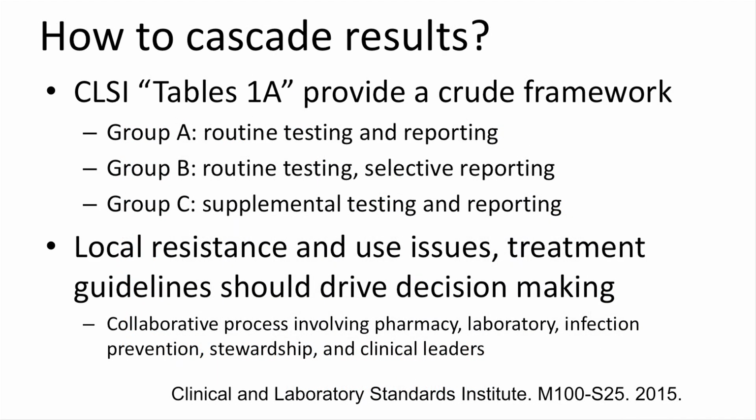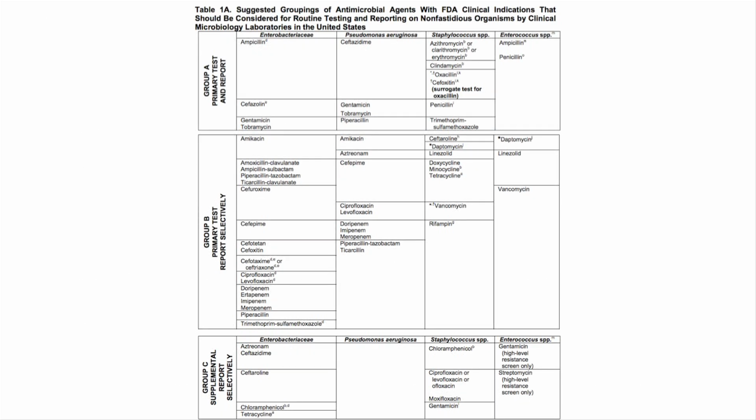How do you cascade? I'm going to let you use your handouts for this, but there are tables in the CLSI document that are a good start. These bug-drug combinations always test and report. These do it selectively. These only supplementary. And then you should go beyond that and use local guidelines to help modify your reporting.